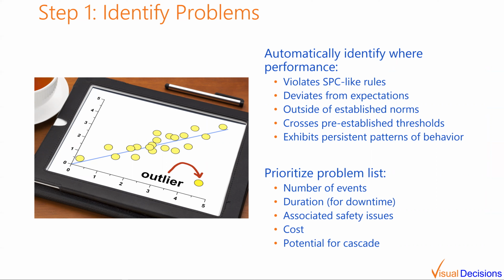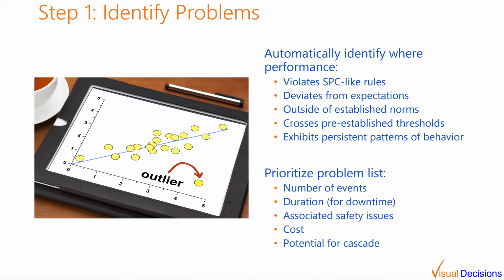I guess the difference between expectations versus established norms is that the expectation is where we're setting thresholds on where these things should be, and the established norms are more where things normally are, and the system can automatically identify what normal looks like. And if we also see persistent patterns of behavior, those should be called out as well.